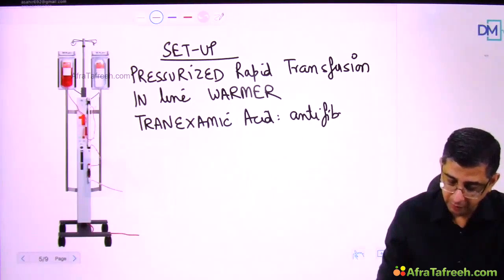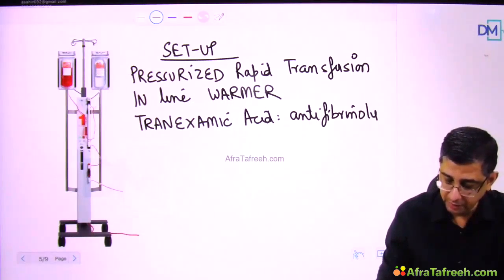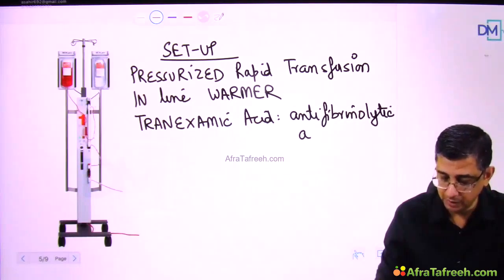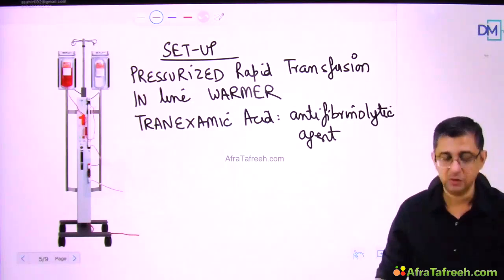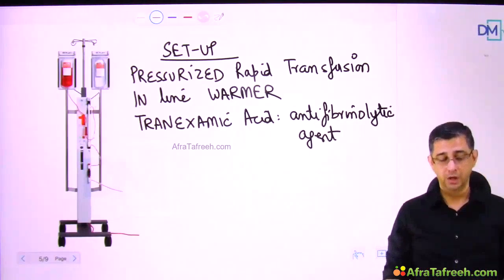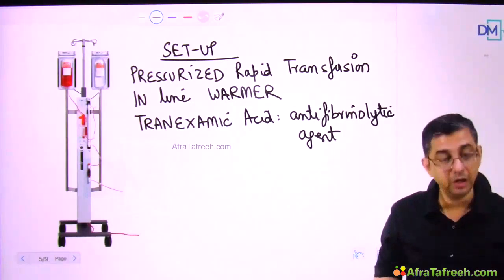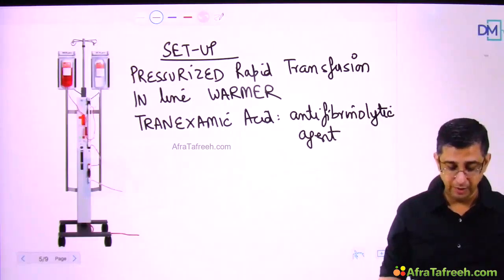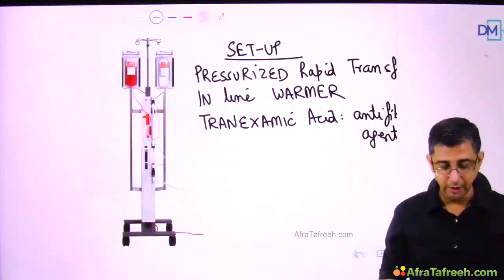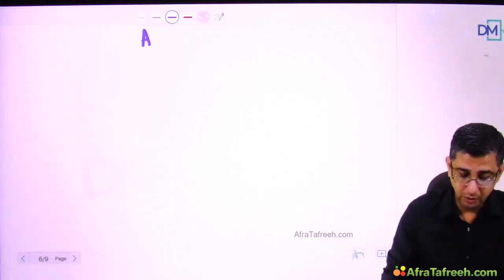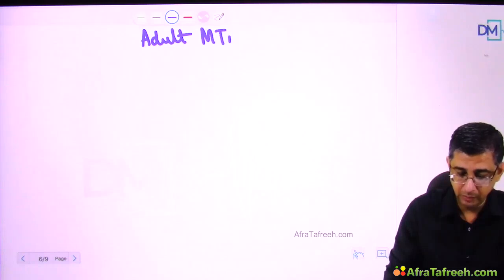It will stabilize the clot, it will stabilize the hemostatic mechanisms of the patient, and again the chances of bleeding in the patient will be minimized. So once we have these things in our mind, we will now decide on how to initiate MTP in the patient. So let us now talk about adult MTP protocol, that is massive transfusion protocol.